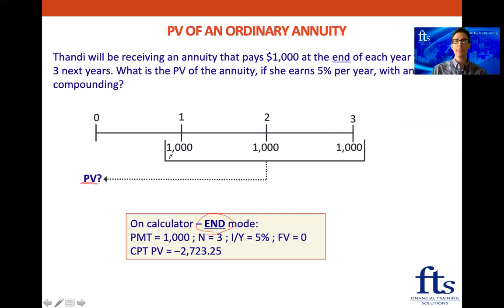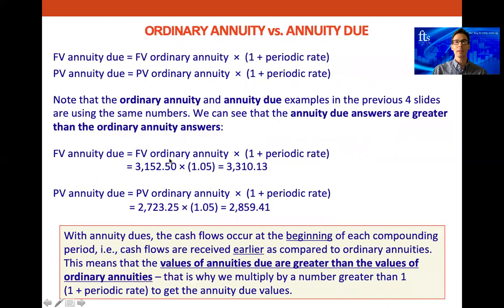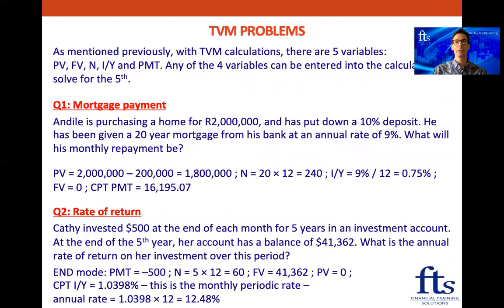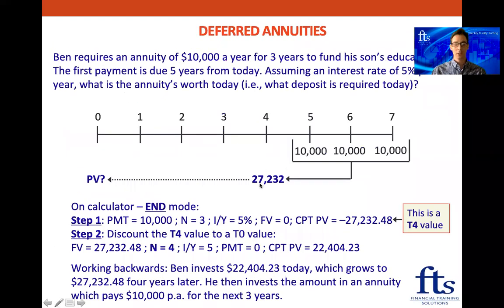Now that's the same thing we've done with Ben. So we've done exactly the same thing because we're in end mode. So what have we found? We have found the value of this annuity 1 period before the first payment. But we have a problem here because this is a T4 value. And what is the question asking us for? What the annuity is worth today. So what do we need to do?